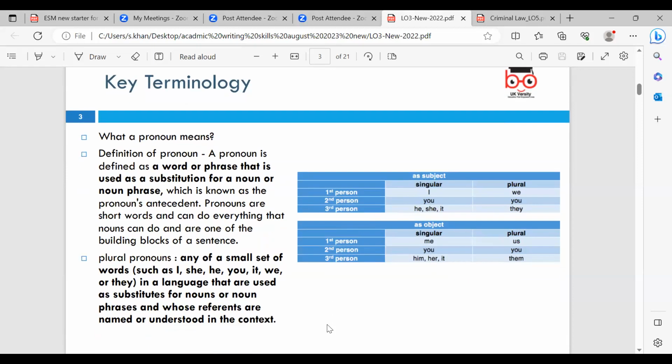The definition of a pronoun is a word or phrase that is used as a substitute for a noun or a noun phrase, which is known as the pronoun's antecedent. Pronouns are short words and can do everything that nouns can do, and are one of the building blocks of a sentence. Examples: any of a small set of words such as I, she, he, you, it, we, or they in a language. They are used as substitutes for nouns or noun phrases, and those referents are named or understood in context.